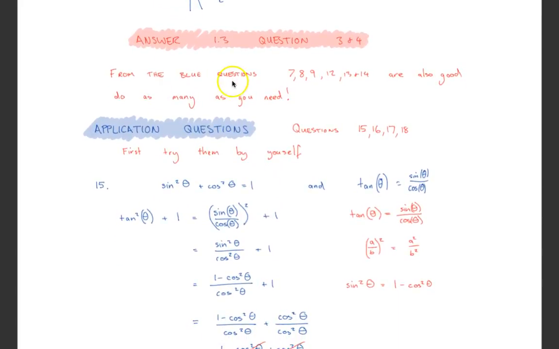Okay, so from the blue questions, questions 7, 8, 9, 12, 13 and 14 are also good. Do as many as you need from those questions. I'm going to go through the application questions as well. I recommend that you do them by yourselves. It's absolutely imperative that you do them. If you can't do them by yourself, then come back and I'll show you how I do them.